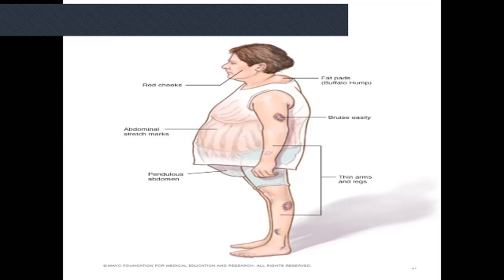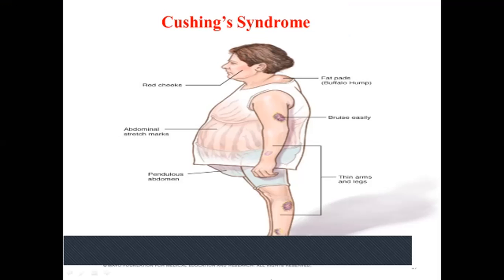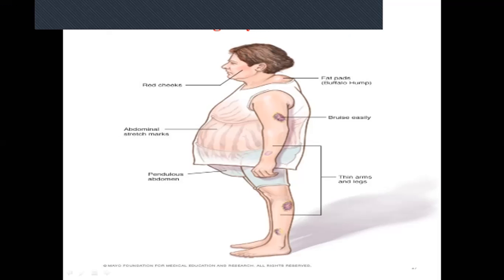Okay, the first topic we are going to discuss, the result of hyperfunctioning of the adrenal gland, is Cushing syndrome. I don't know whether you came across a diagnosis of Cushing syndrome. This is how the patient looks. You'll see abnormal fat distribution, especially in this area, we call it buffalo hump. I hope you know how the buffalo hump looks. You will see stretch marks because of the effect on the skin.